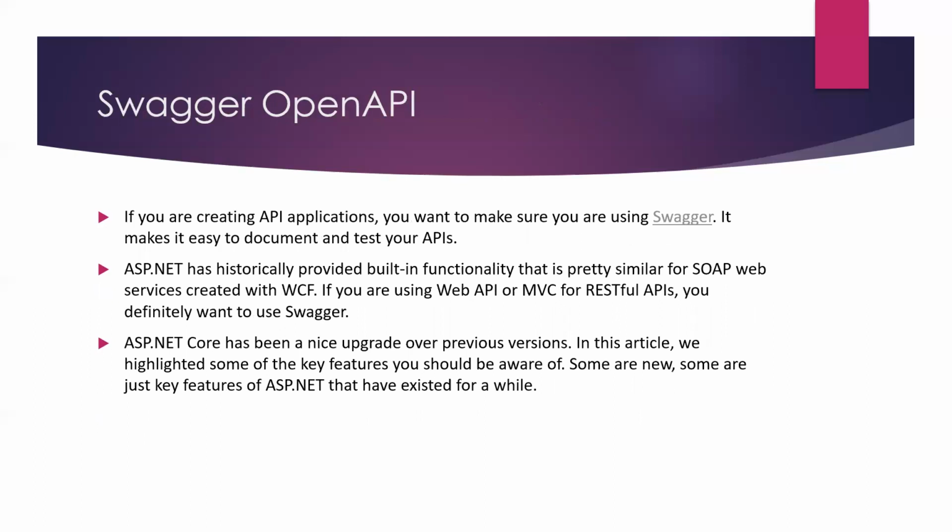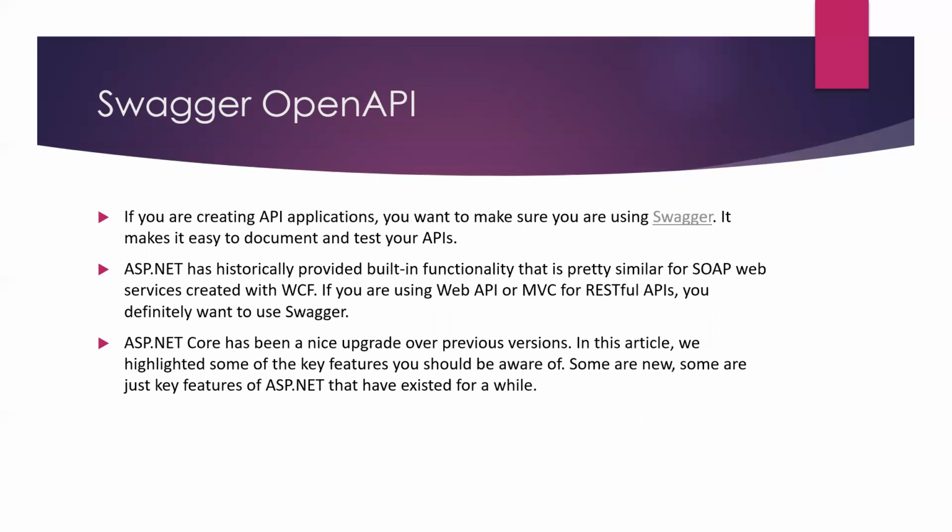So one more thing: you can go ahead with Swagger, Open API. If you are creating an API application, you want to make sure that you're using Swagger. I hope you guys are aware of Swagger, which helps you test your API calls. There are many ways you can test your API.